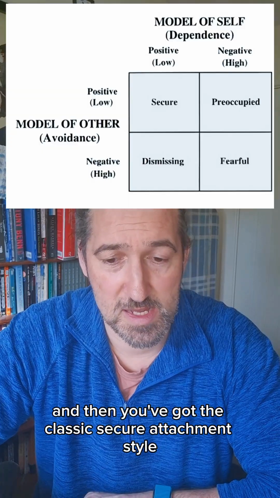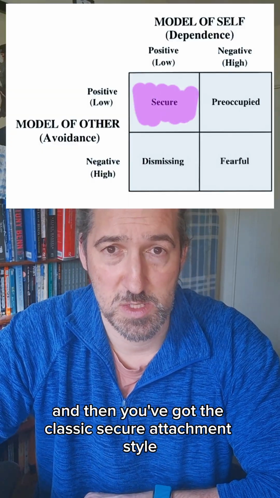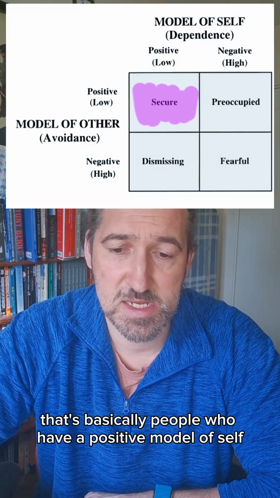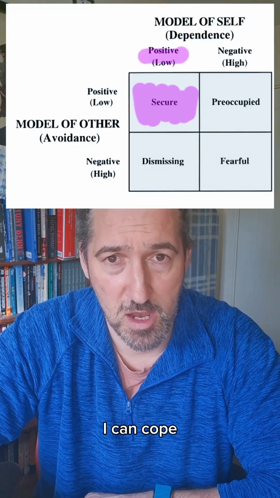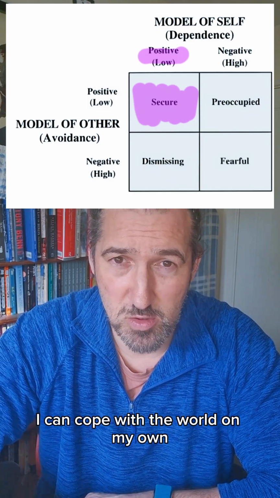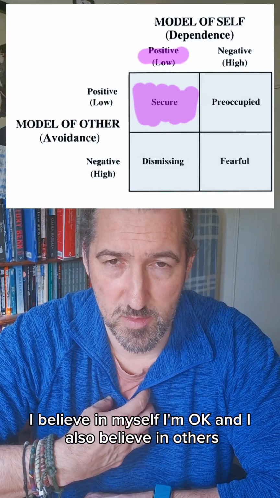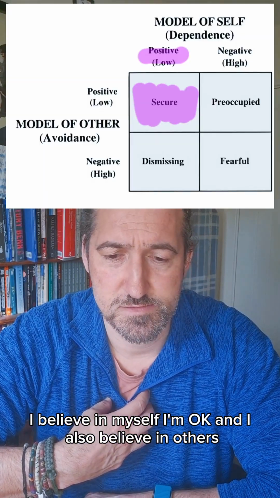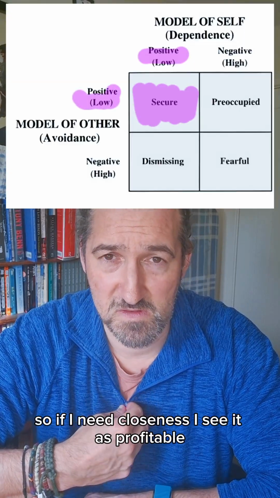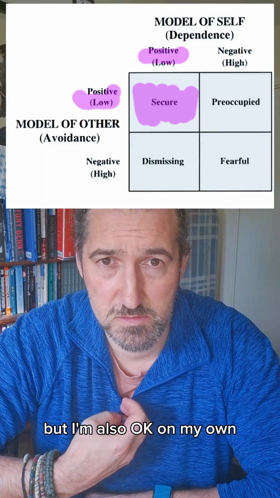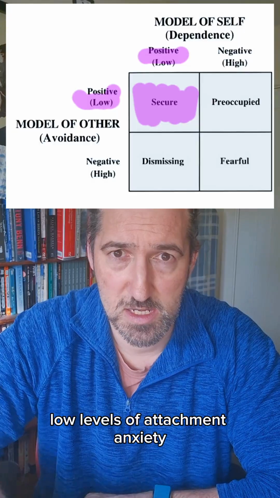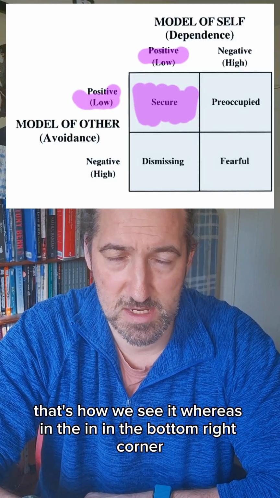And then you've got the classic secure attachment style in the top left of the diagram. That's basically people who have a positive model of self. I can cope. I don't have high levels of dependency or attachment anxiety. I can cope with the world on my own. I believe in myself. I'm okay. And I also believe in others. I don't have high levels of avoidance either. So if I need closeness, I see it as profitable, but I'm also okay on my own. We see securely attached people as simply the combination of low levels of attachment anxiety, low levels of attachment avoidance. That's how we see it.